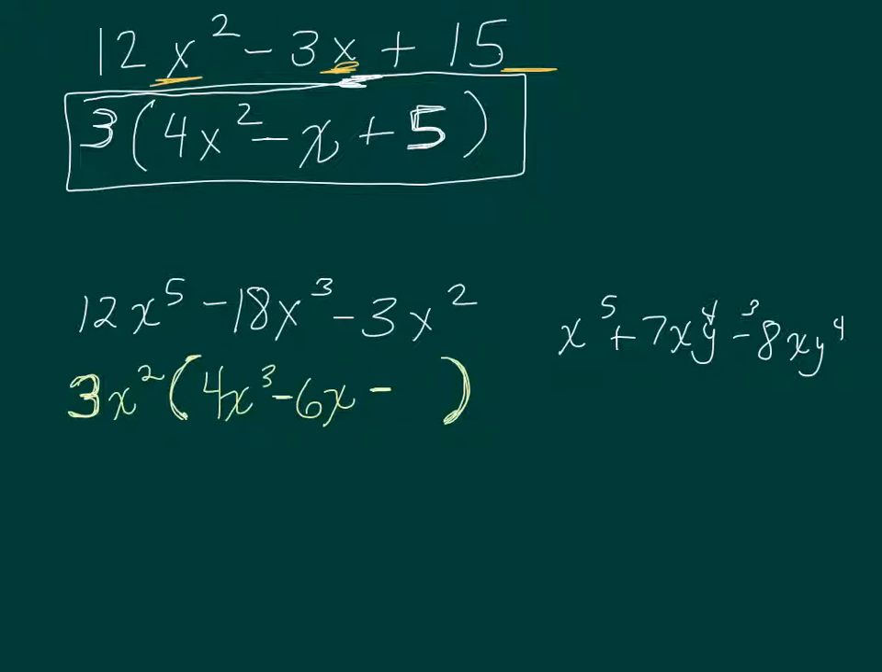So basically everything cancels out, but remember when we're dividing, everything cancels to 1. So I need to put a 1 there, sort of like a placeholder. And these are cool because you can always check your work just by multiplying. If I multiply 3x squared by 4x cubed, I should get 12x to the fifth, which I do. If I multiply 3x squared by negative 6x, I should get negative 18x to the third, which I do. And if I multiply 3x squared by negative 1, I should get negative 3x squared, which I do. So you can always check by multiplying.